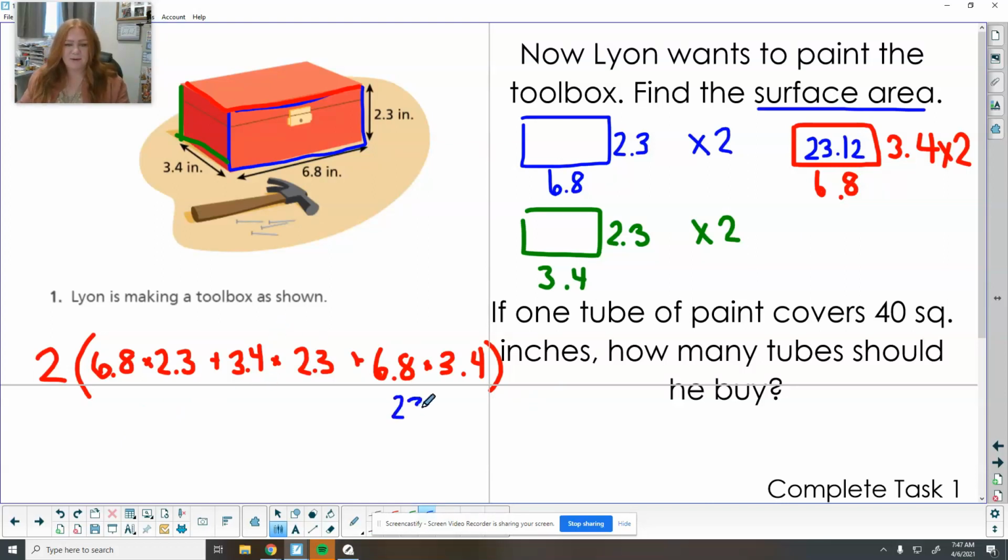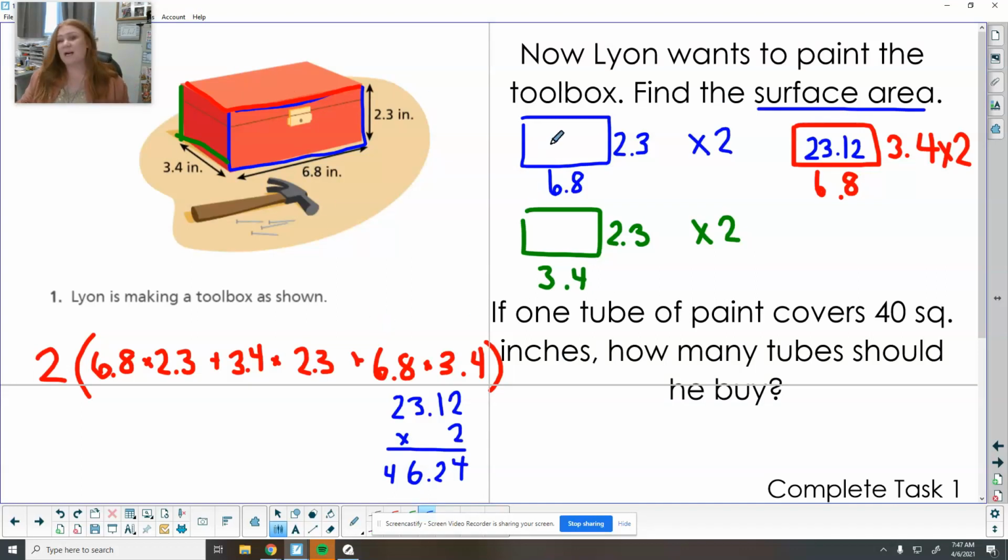So we need to double 23.12, which is 6.8 times 3.4. So go ahead and multiply that by 2. That is 4, 2, 6, and 4 with 2 decimal places. So this one here is 46.24, this was the red one, the top and the bottom.